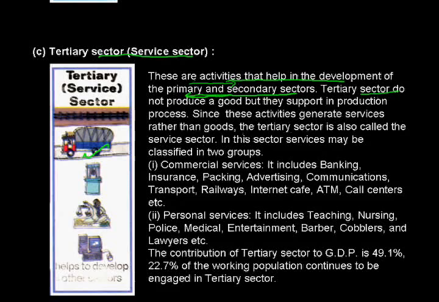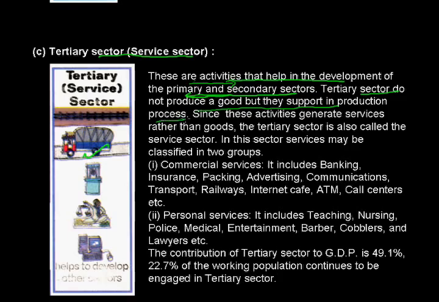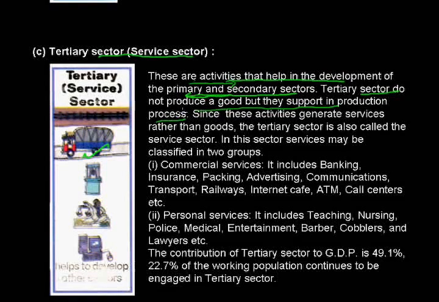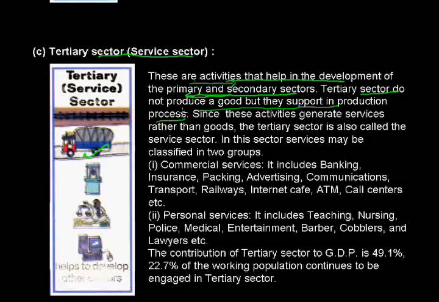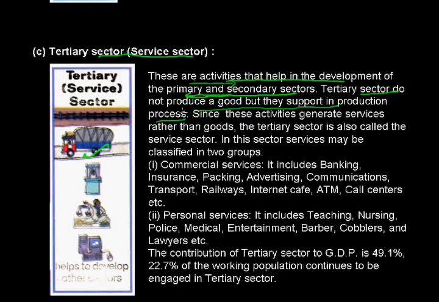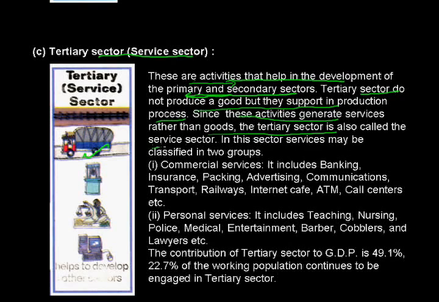Tertiary sector does not produce a good, but it supports the production process. For example, banks. Banks are part of the tertiary sector. There is no production in the banks. But even then, if you are taking a loan from the bank, you have to pay the interest. When there is no production in the bank, why are you paying the interest? Because it is the tertiary sector. Since these activities generate services rather than goods, the tertiary sector is also called the service sector.